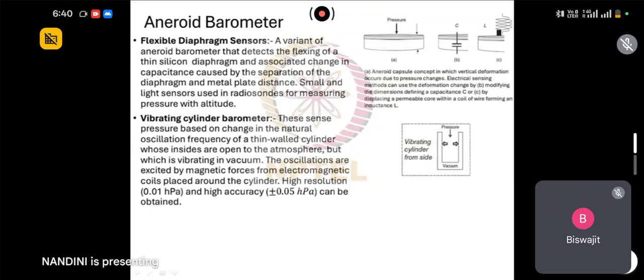Inside of the cylinder, the vacuum is actually between the cylinder walls. Like, it has two layers. So between the cylinder layers there is a vacuum, but within the cylinder it is actually open to the atmosphere. The cylinder basically vibrates according to the pressure. That's how it has been designed, I guess.